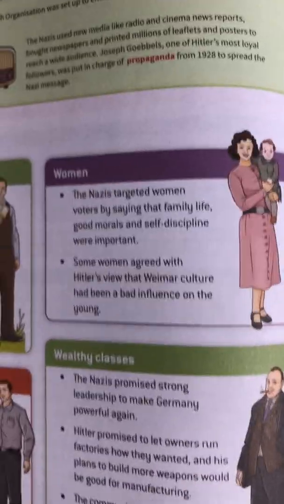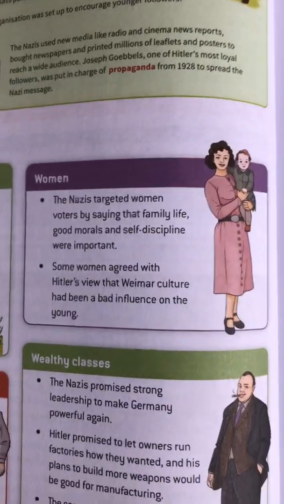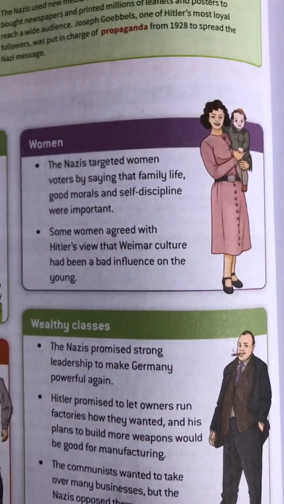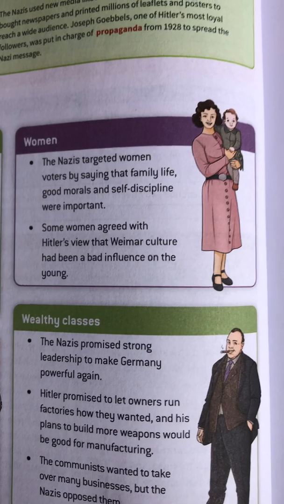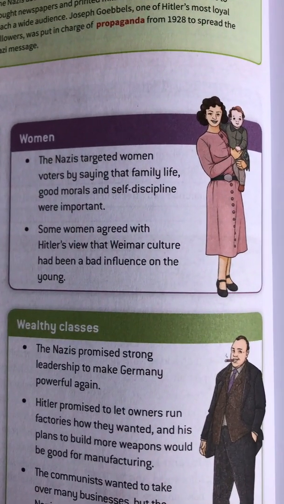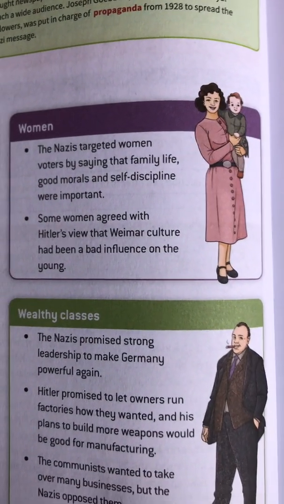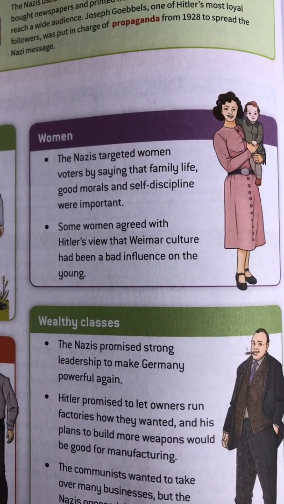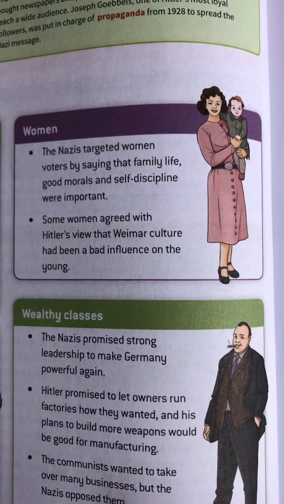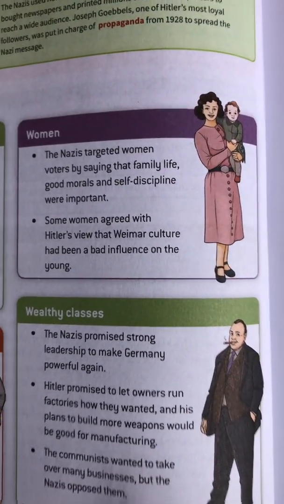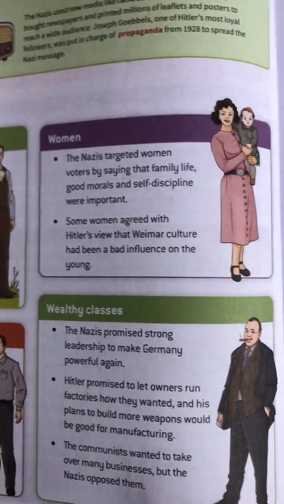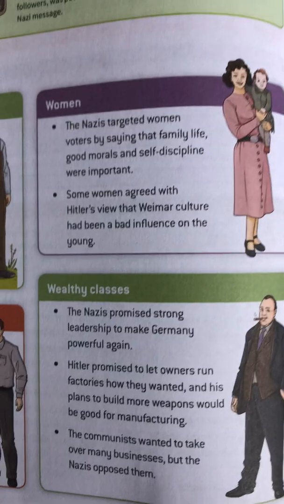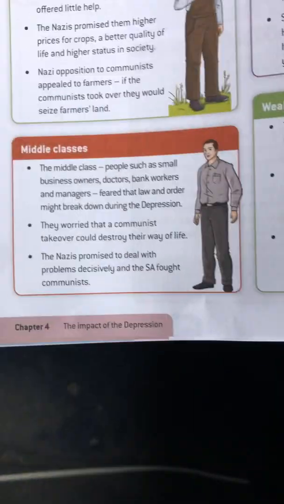Why did women vote for the Nazis? So the Nazis targeted women voters by saying that family life, good morals and self-discipline are important. So it made women who wanted to base their lives around their families very happy, and it would make their husbands behave better as well under a Nazi government. Some people agreed with Hitler's views that Weimar culture was bad, so lots of people didn't agree with the new fashions and the drinking and the clubs and the music that was in the Weimar period, and they wanted to return to a more old-fashioned lifestyle.